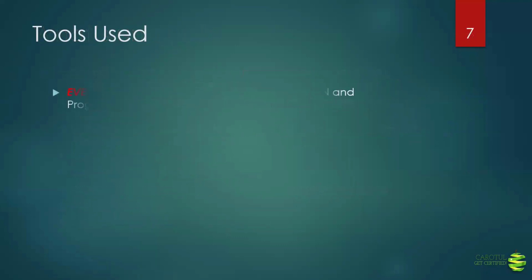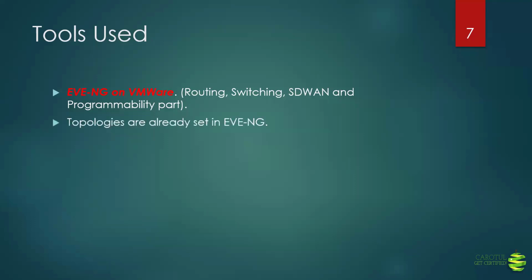So the tools used, as I mentioned earlier, we use VMware and we use EVNG on VMware. EVNG is the Linux Ubuntu operating system which actually runs the emulation for all these routers and switches and devices in a virtualized manner. You will see that the topologies are already set in EVNG. When you open the EVNG software, the topologies will already be there.